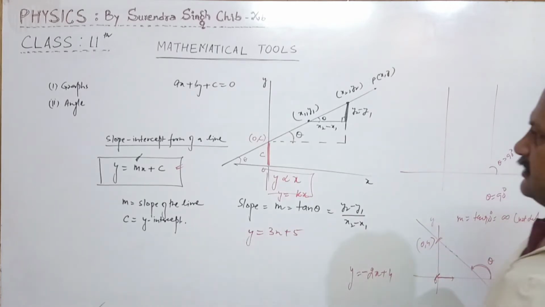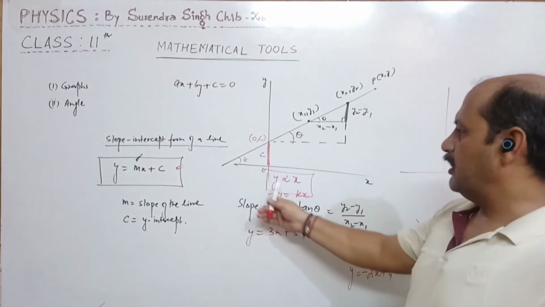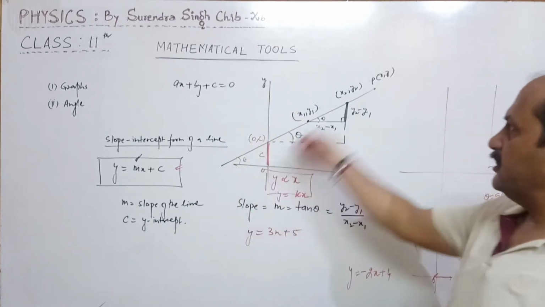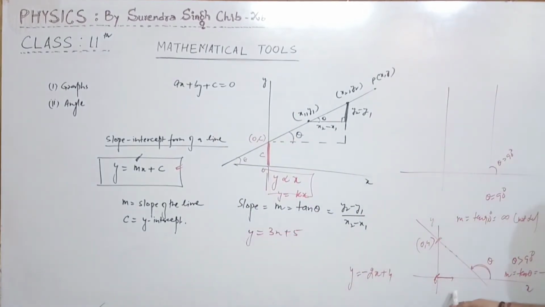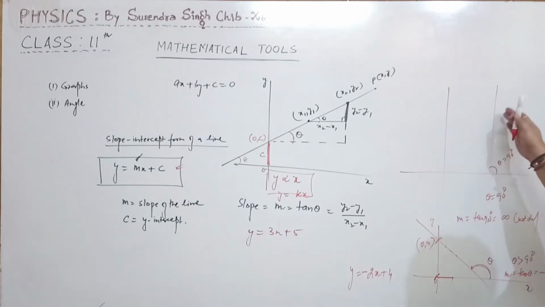As far as physics is concerned, this shows that with the value of x, y increases linearly, and this shows that with the value of x, y decreases linearly, inversely proportional, and this is an infinite slope.